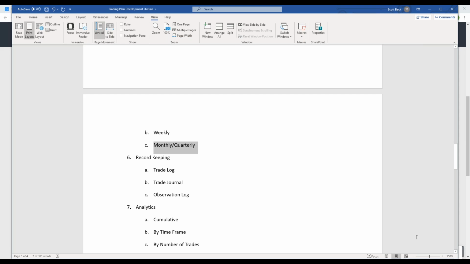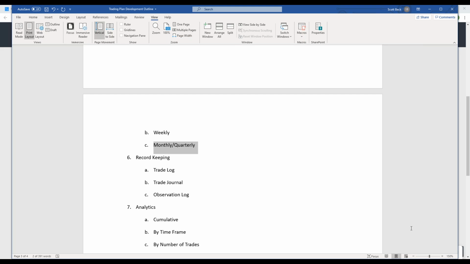Monthly or quarterly, this is where you're going to be looking at goals that you set. This is going to be looking at tax considerations, looking at record keeping and doing some analytics, working on your trading plan. These are your less regular routines that you do once a month, once a quarter, etc. But if you don't write your monthly and quarterly goals down, you won't do those things, right? Period. So there you go.